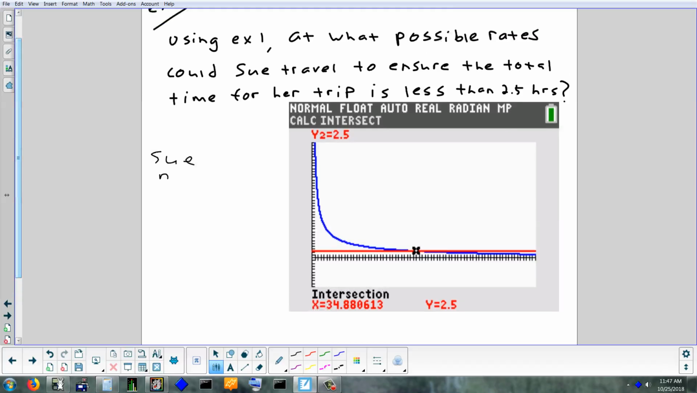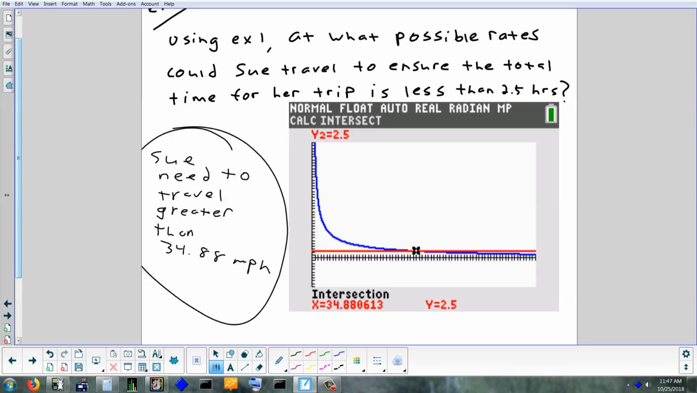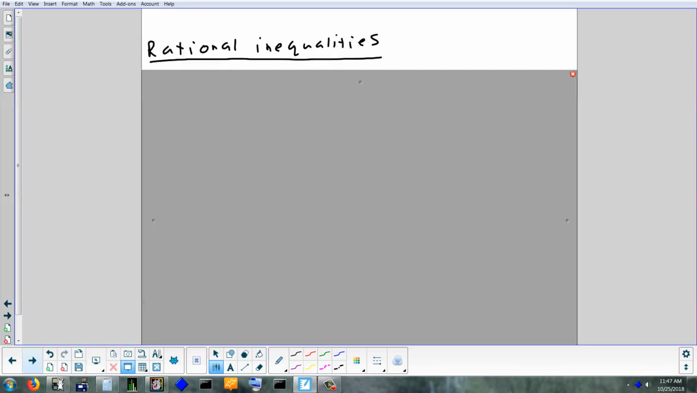So Sue needs to travel greater than 34.88 miles per hour. So Sue needs to travel at a speed greater than 34.88 miles per hour. What kind of problem is that? When I have greater than in there, it's not an equation anymore. What is it? Yeah, it's an inequality. So the last part we're getting into is inequalities.